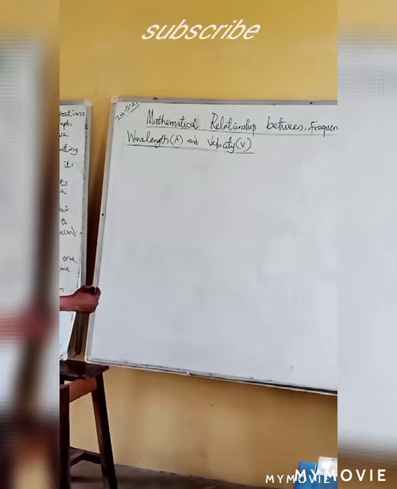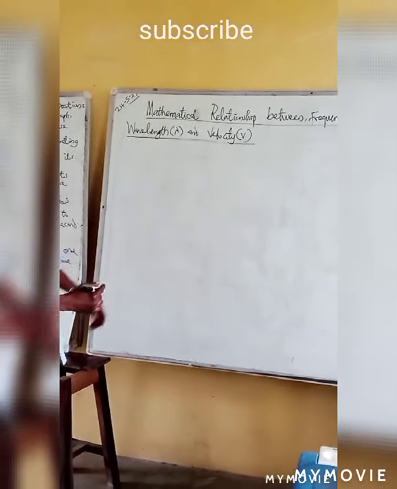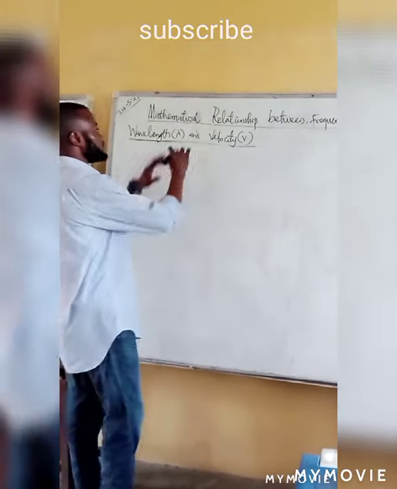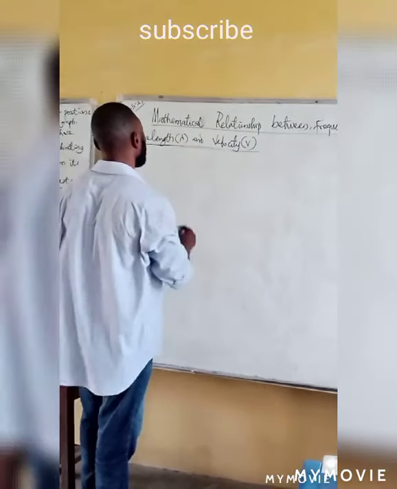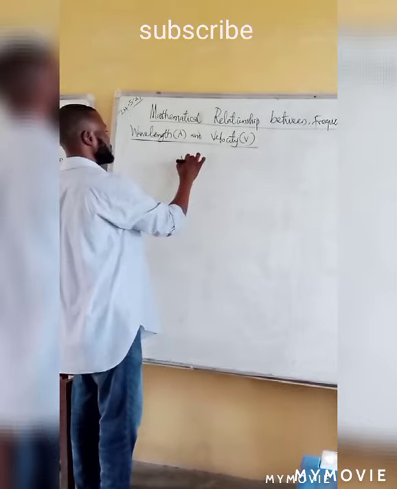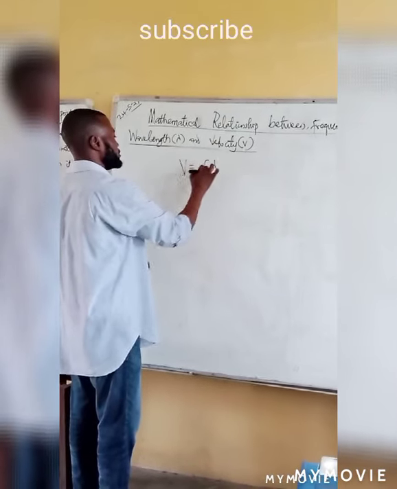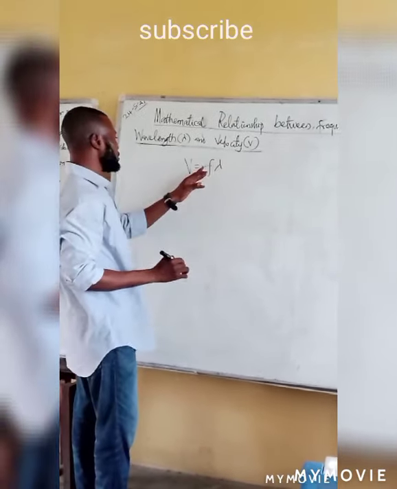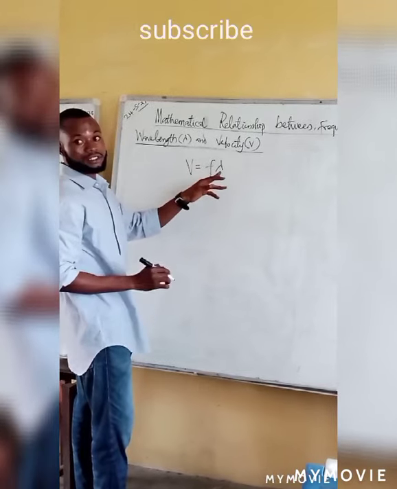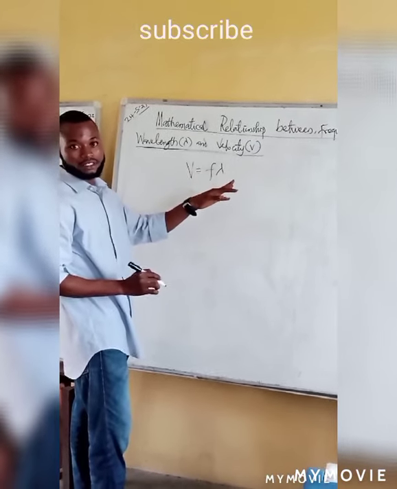Between frequency, wavelength, and velocity. The formula that relates the three terms together is V equals F lambda. This means velocity equals frequency multiplied by wavelength.